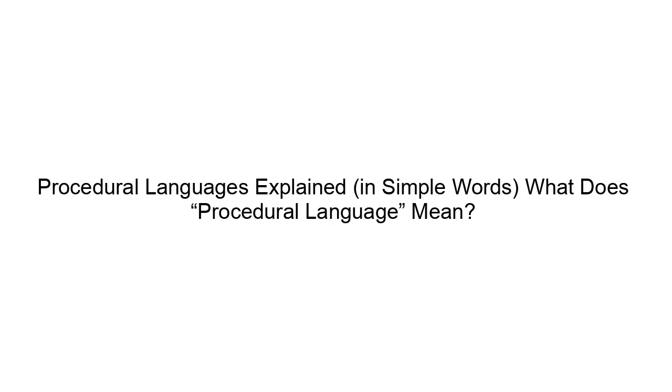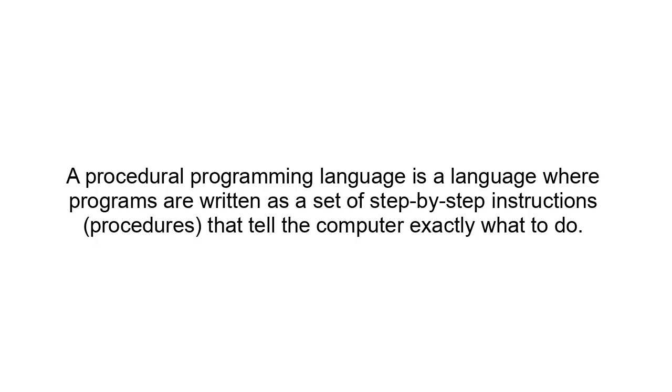Procedural languages explained. In simple words. What does procedural language mean? A procedural programming language is a language where programs are written as a set of step-by-step instructions, procedures, that tell the computer exactly what to do.